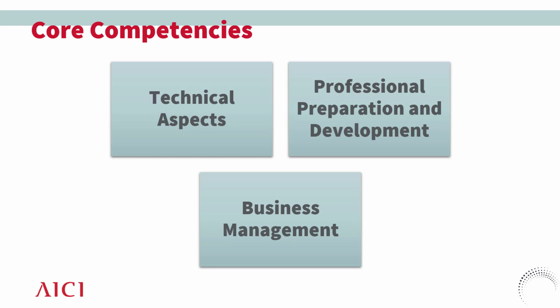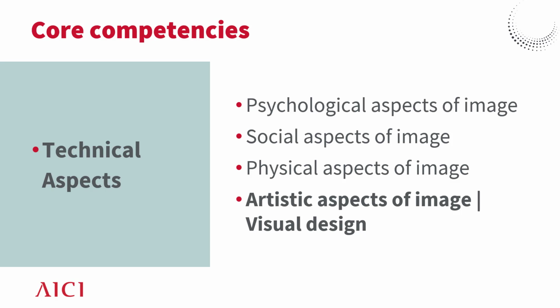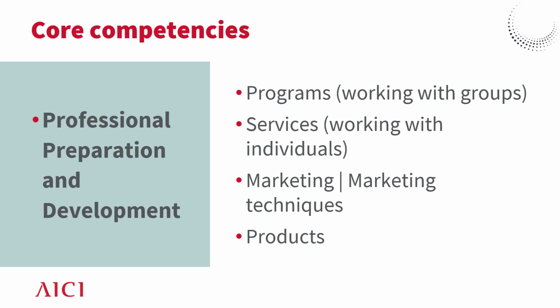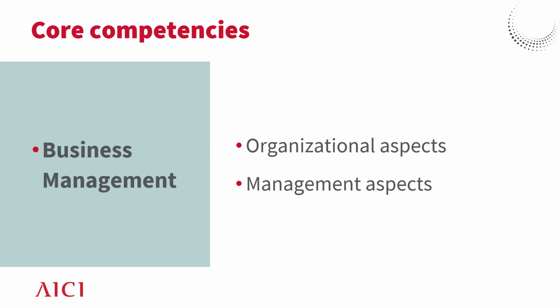You also need to indicate the core competencies. We have 3 general categories of core competencies: technical aspects, professional preparation and development, and business management. Technical aspects includes psychological, social, physical, and artistic aspects of image or visual design. And it's the artistic aspects of image and visual design where you need to be a CIP or a CIM. Professional preparation and development includes programs, which is working with groups, services, working with individuals, marketing or marketing techniques, and products. Business management includes organizational and management aspects.